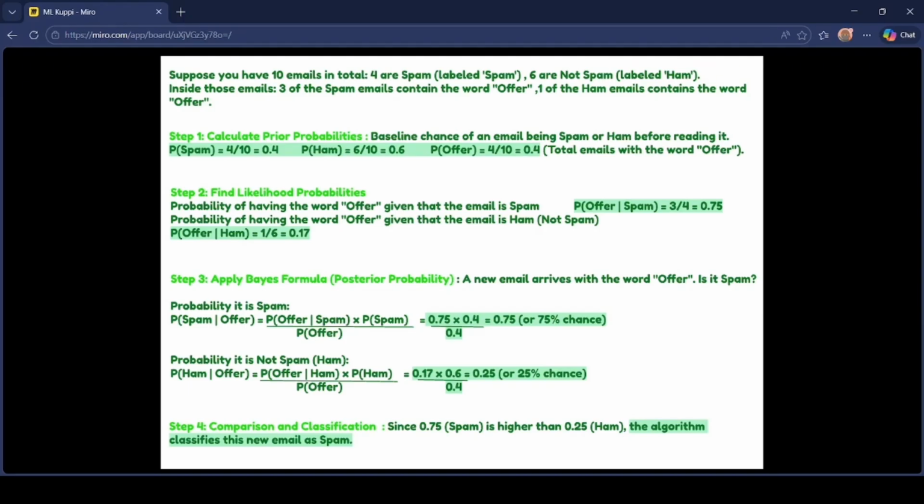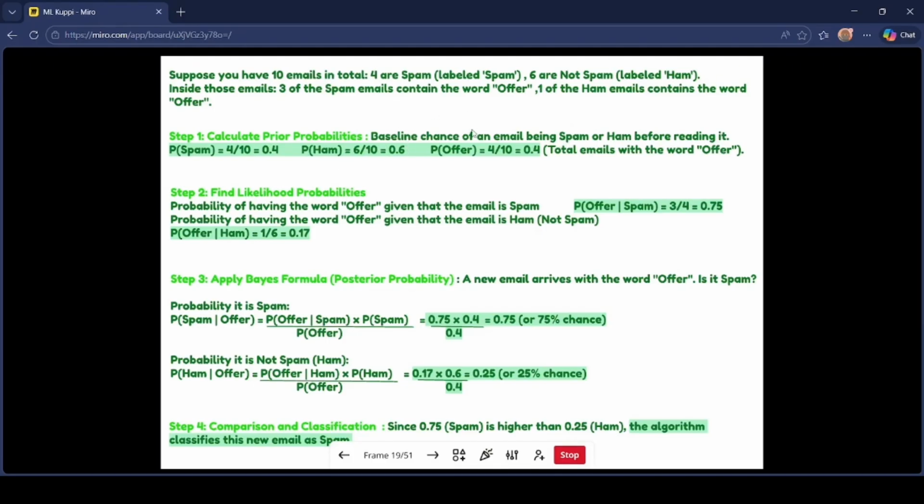If we put it in a tabular format, one column would be spam or not spam, which is the state. The other column would take this feature, containing the word offer, which will be a yes or no feature. So some emails contain the word offer and some emails don't. Out of the spam emails, 3 of them have the word offer, and one of the non-spam emails also has the word offer. So now we're going to look at the first step, calculating the prior probabilities.